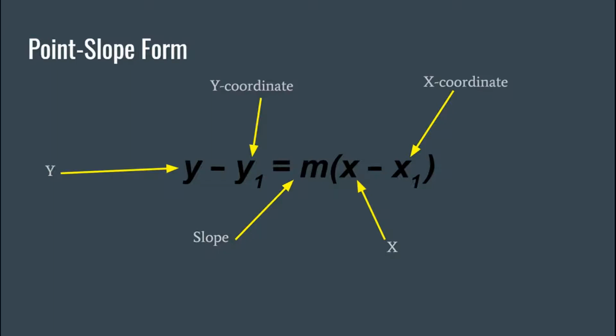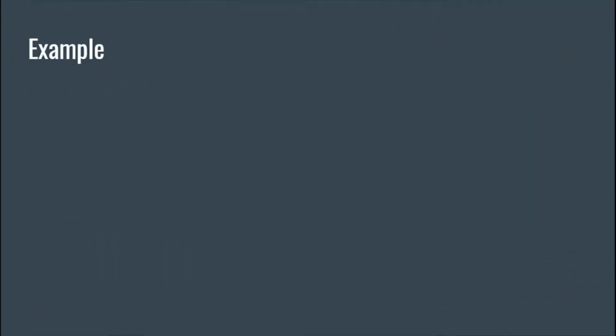So the only ones we're actually going to substitute values into are the y sub 1, x sub 1, and the m. Your other y and your x without the subscript number are just y and x. We'll leave those alone.